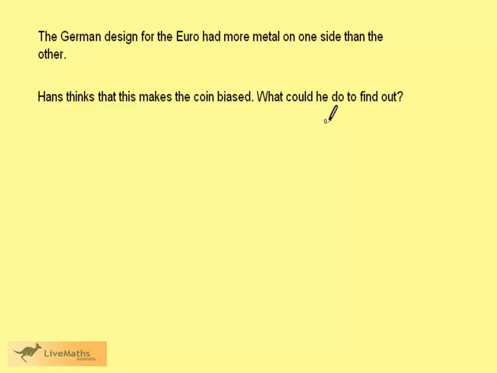What could he do to find out? What he could do is perform an experiment. He can collect information as shown. He can record the number of tosses. He can record the number of heads.